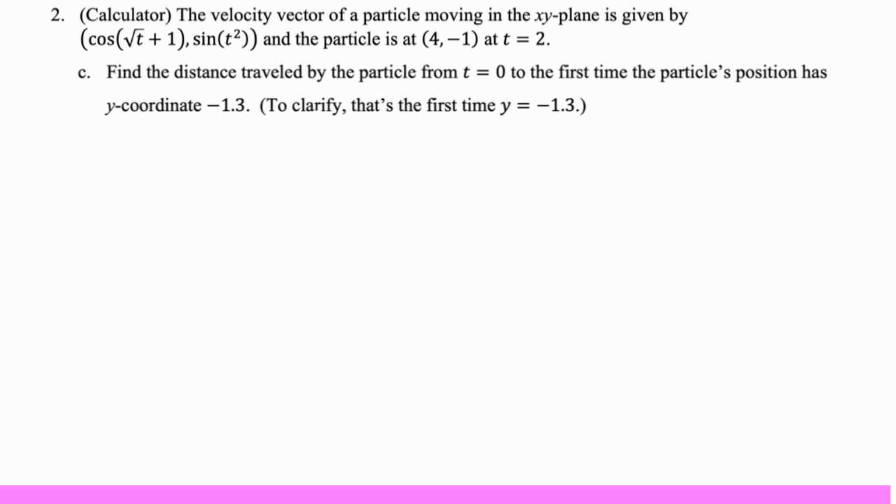All right, let's take a look at part C here. Find the distance traveled by the particle from t equals 0 to the first time that the particle's position has y coordinate negative 1.3. To clarify, that's the first time y equals negative 1.3, because I wasn't sure if that was very clear. This one's a little more complicated, so I'm actually going to do it on the calculator and edit it in here so that we can watch it. I will start off by saying that y of t, a function, is going to be what we start at, which is negative 1, plus the integral from 2 to t of y prime of a dummy variable, so I just use u du. Let's go to the calculator, do this whole thing, then I'll come back and handwrite in the solutions.